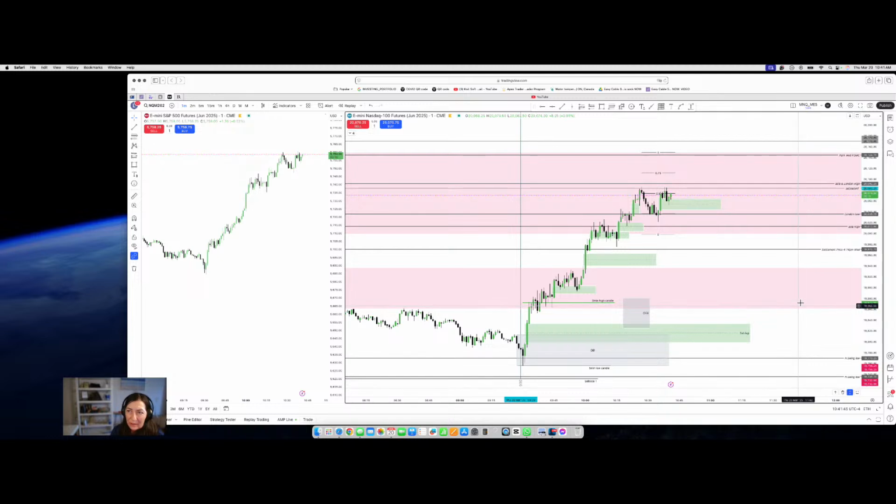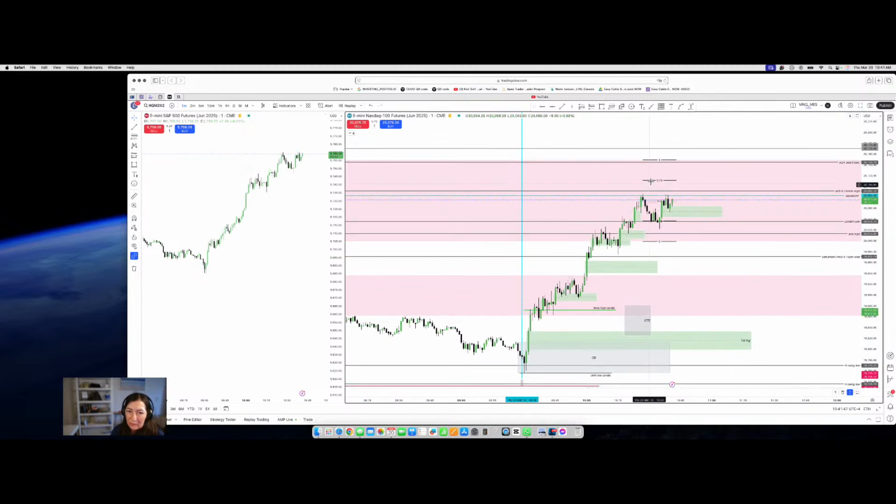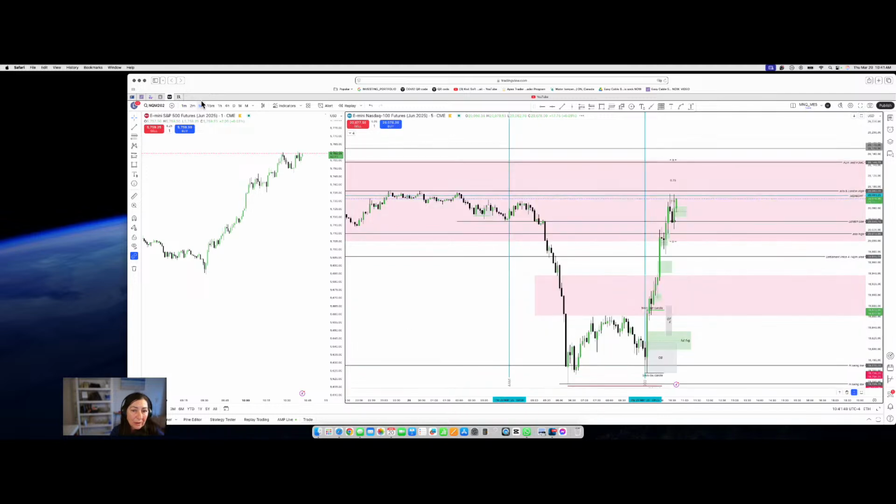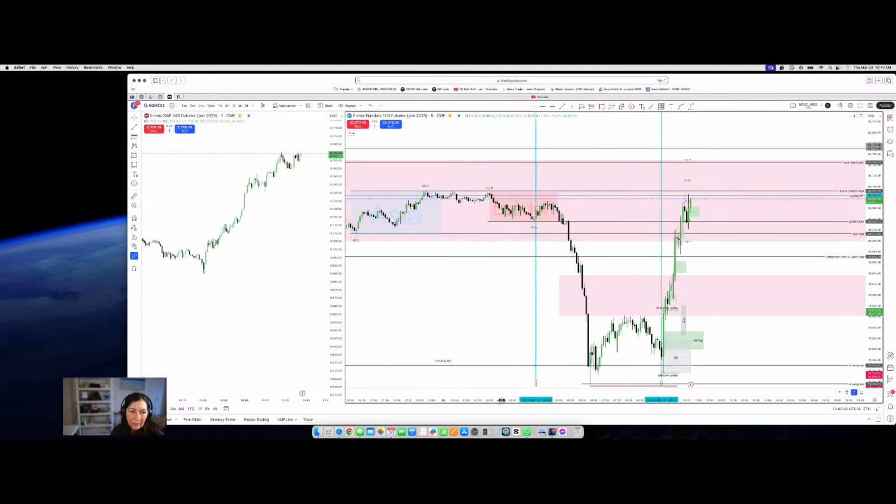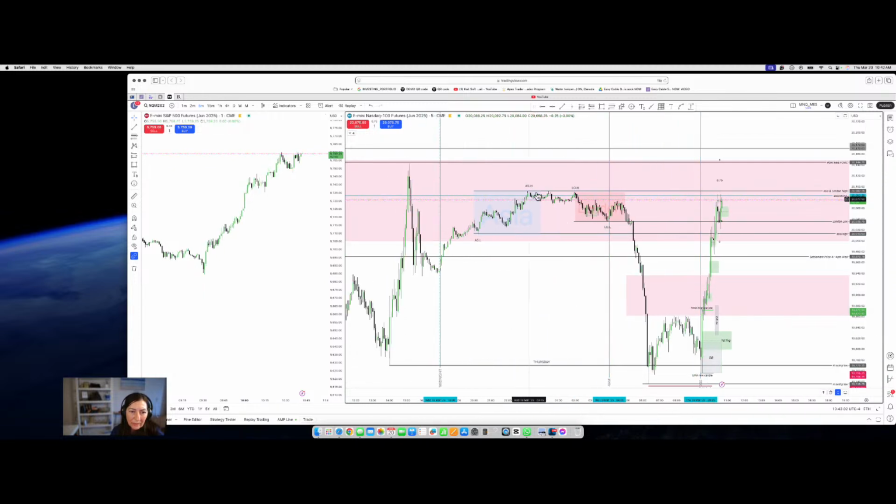$10.41. Let's see what happens at the 10:50 macro. Let's see if price can push up. We're just below the Asia and London high. See if price can come up here and sweep this liquidity. And also mindful that the previous day high is just above that as well. Let's see what happens. We've got a nice little push up on this candle.